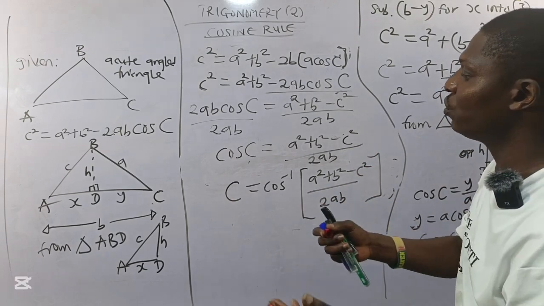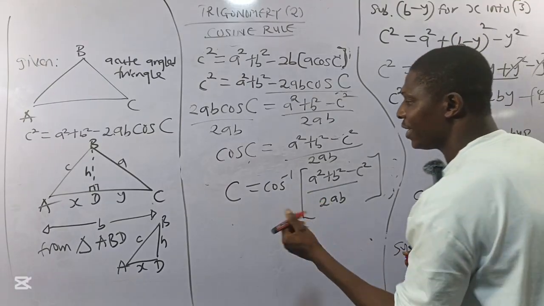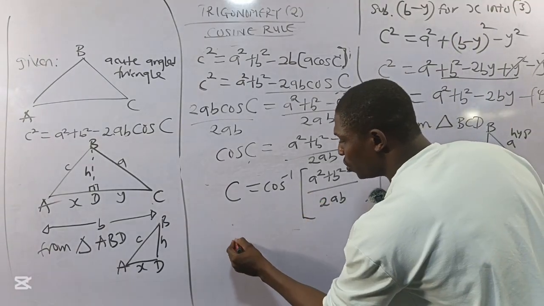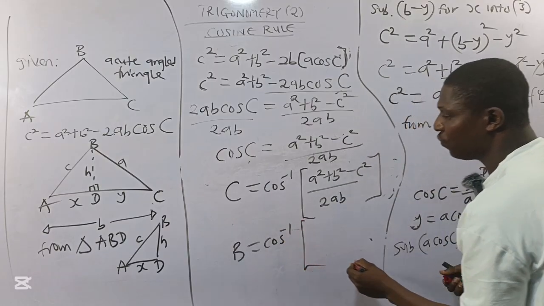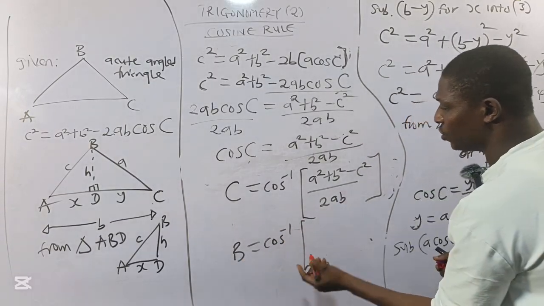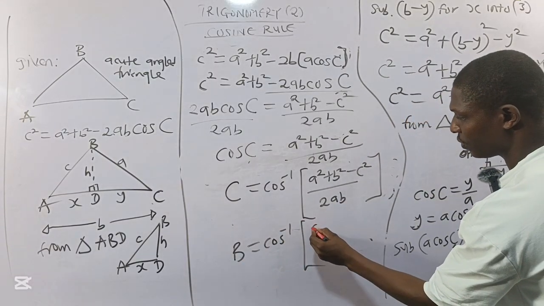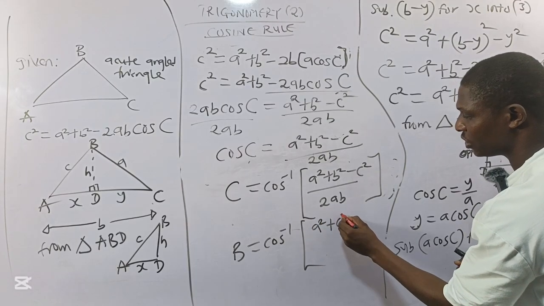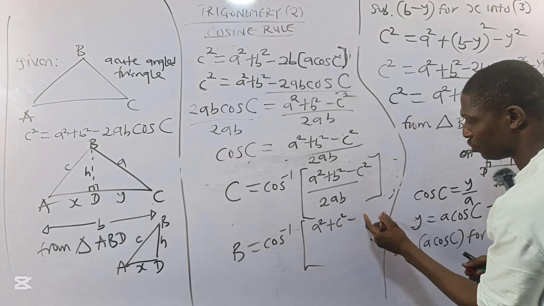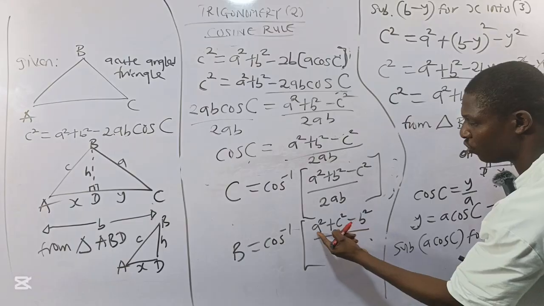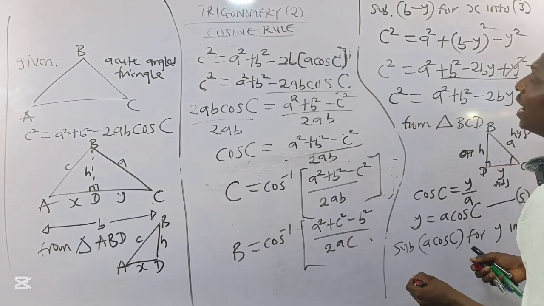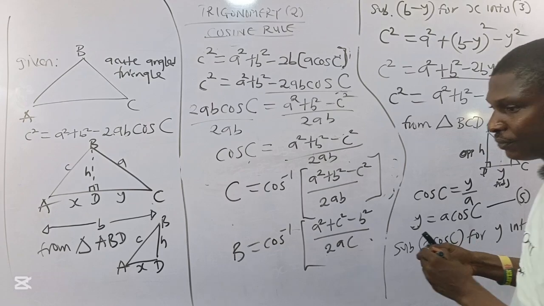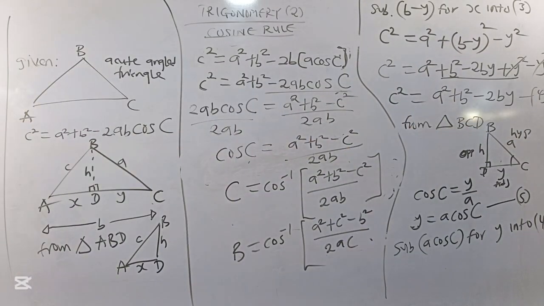And in the same way for the other angles, we can also have angle B equals cos inverse of, since B is here, you simply have A square plus C square minus, you subtract that of the smaller angle, B square, all over 2AC. And that for the third. Remember, we are done with our proof.